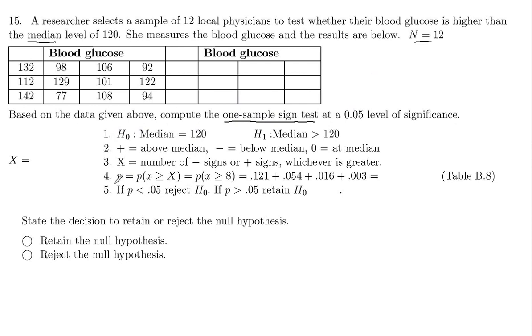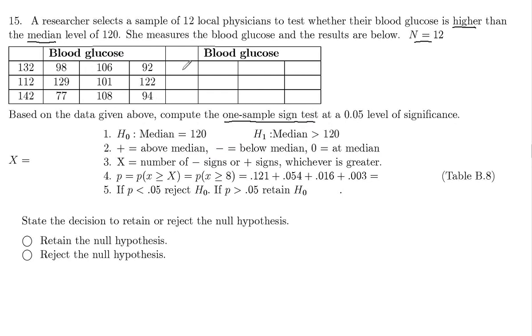So here are the steps for a one sample sign test. First, your null hypothesis is that the median is 120. Your alternative, since we're trying to test if they're higher, is that the median is greater than 120. Step 2, you assign signs to each one of these numbers. You give it a plus sign if it's above the median, a minus sign if it's below, and a 0 if it's at the median.